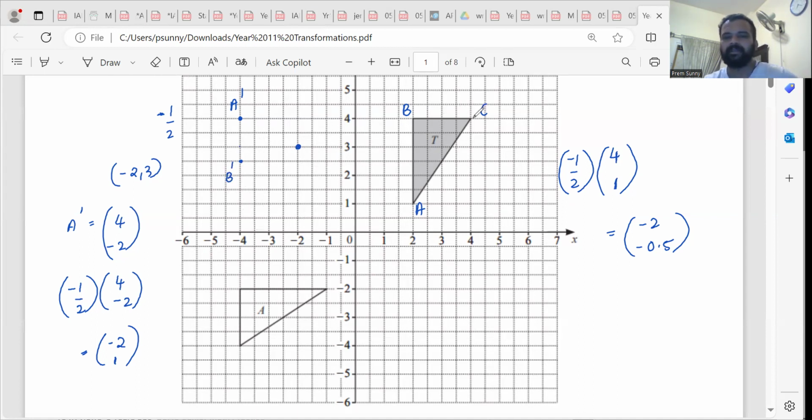And now finally, to get C, I need to move 6 towards right and 1 up. Now the scale factor is minus 1 by 2. So minus 1 by 2 into 6 gives me minus 3, and minus 1 by 2 into 1 gives me minus 0.5. So from the center of enlargement, I need to move 3 towards left and 0.5 down. This will be my C dash. Now we just have to join these points using straight lines.